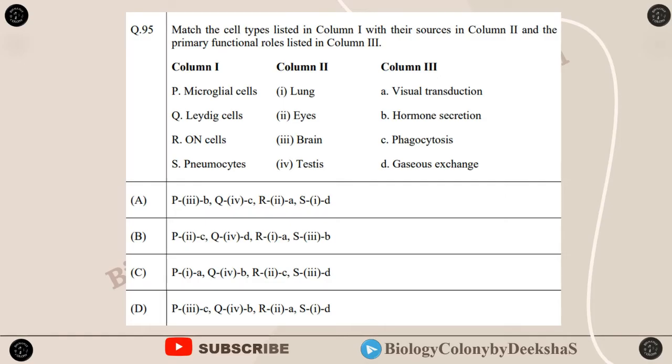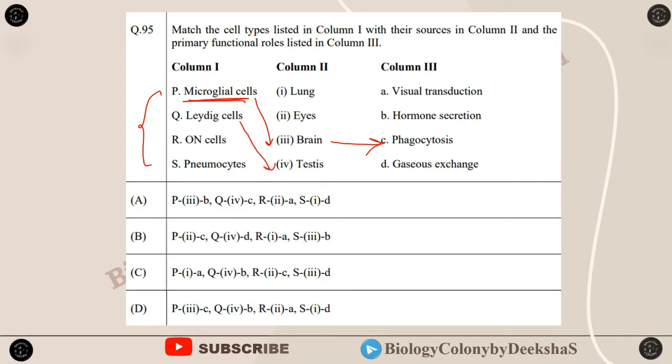So the next question is also match the following. Match the cell types listed in column 1 with their sources in column 2 and the primary functional roles listed in column 3. So these are the cells found in our body. Microglial cells. These are present in brain and their function is phagocytosis. Then Leydig cells. It is a very easy one.